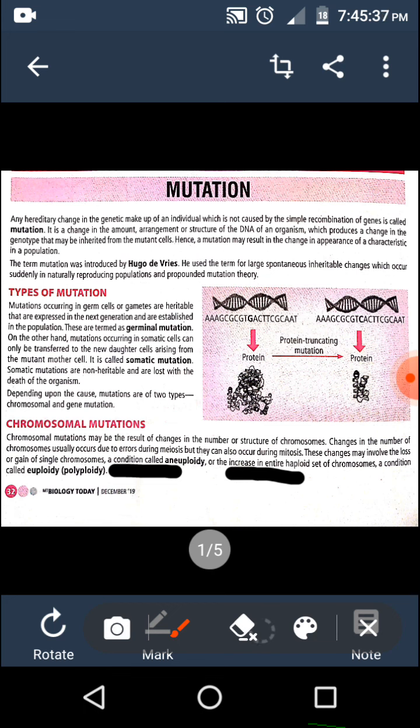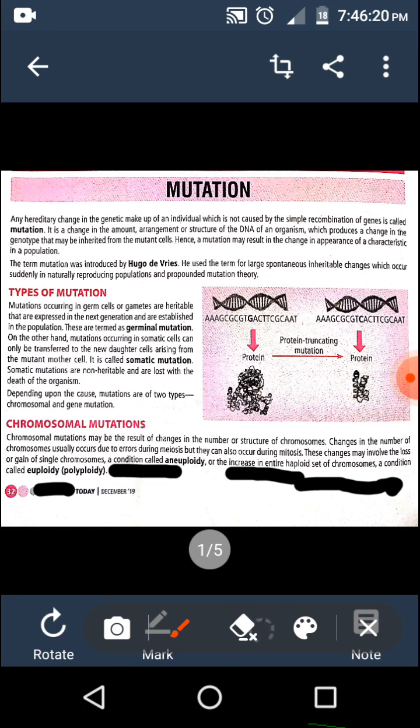Another one is change in a structure of a chromosome. If we are planning to study the chromosomal mutation where it's causing a change in a number of a chromosome, we mainly study two types. One is euploidy, another one is aneuploidy. Aneuploidy is where there is a loss or gain of one or more chromosomes, whereas another type, that is euploidy, is where we see the increase in an entire haploid set of chromosomes. That condition is called as euploidy.